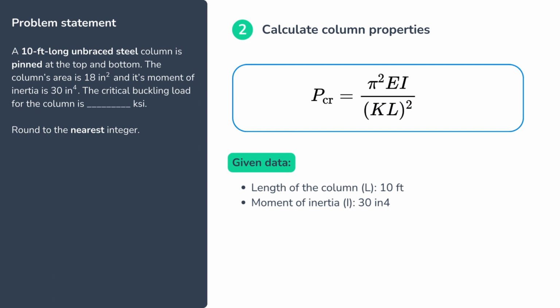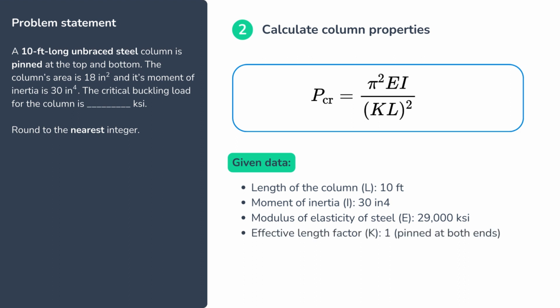For our steel column, the modulus of elasticity, a measure of the material's stiffness, is 29,000 KSI. The effective length factor, denoted by the letter K, is 1, since our column is pinned at both ends. This factor affects how the length of the column contributes to its tendency to buckle.